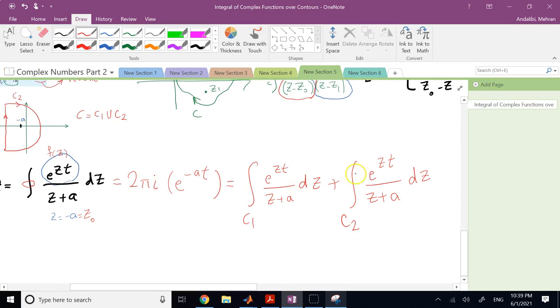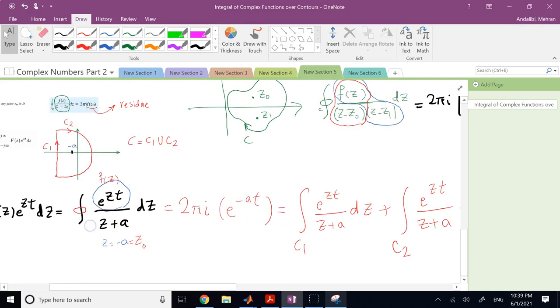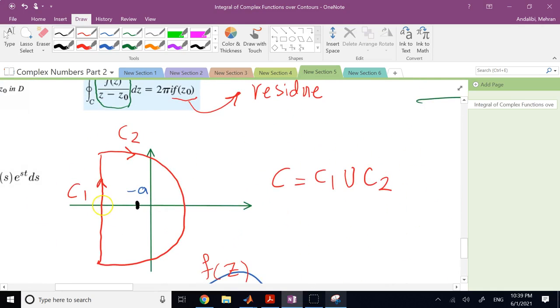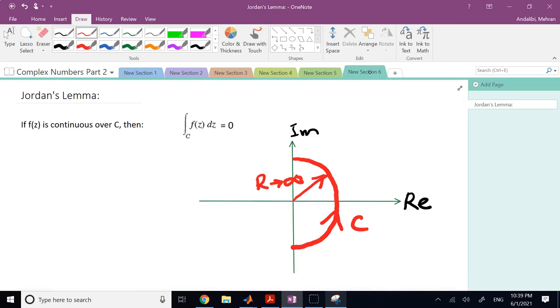Now, what's this integral of this function over C2, this arc, which has an infinite radius? So the radius of this guy is infinite. To calculate that, there is this lemma called Jordan's lemma, and it says, as long as your function f of z is continuous over an arc with a radius of infinite, the integral of f of z dz over C is going to go to 0 when what? When r is clearly infinite.